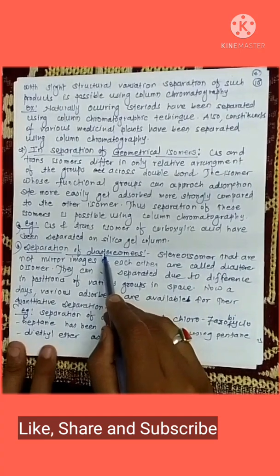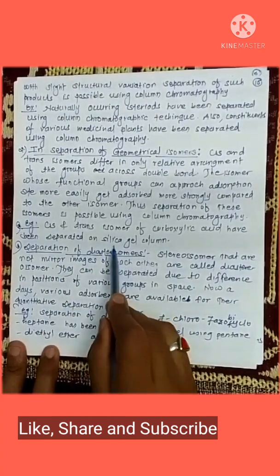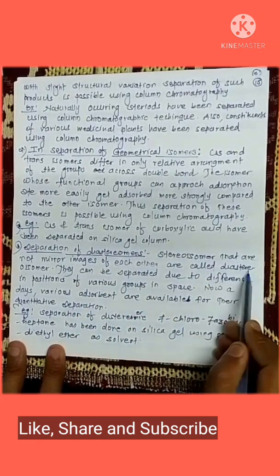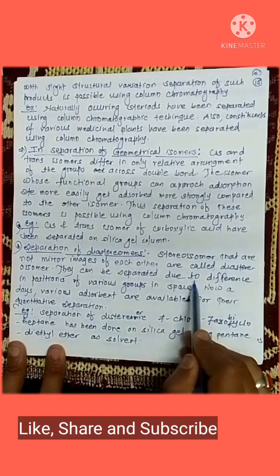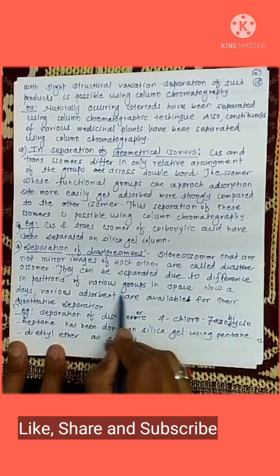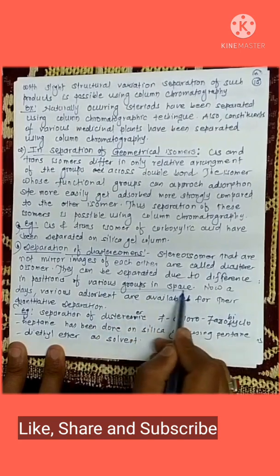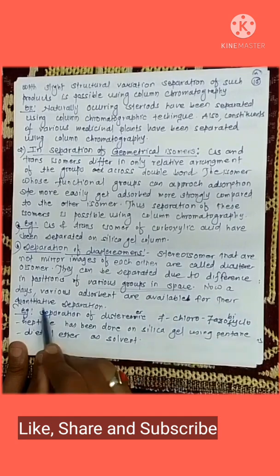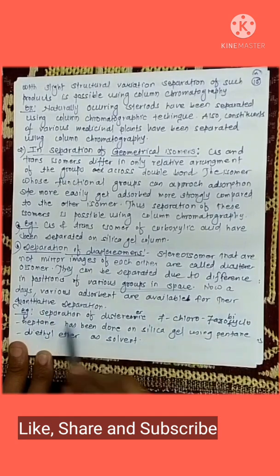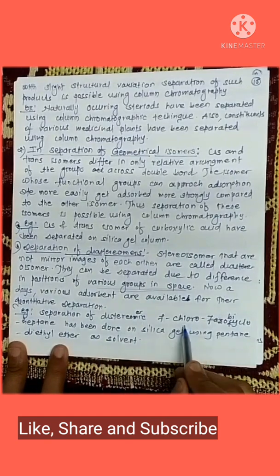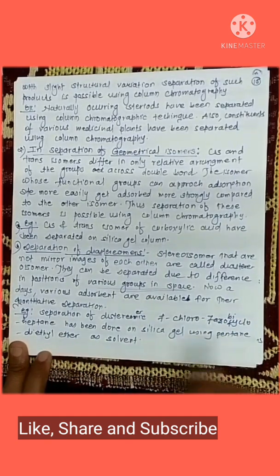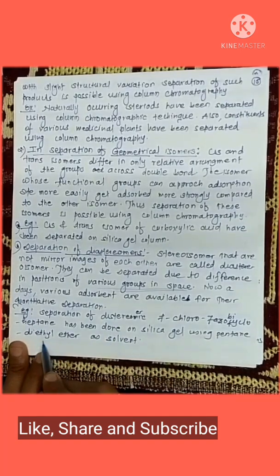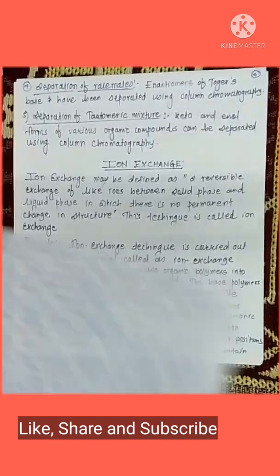The next application of column chromatography is in the separation of diastereoisomers. Stereoisomers that are not mirror images of each other are called diastereoisomers. They can be separated due to differences in the position of various groups in space. Today various adsorbents are available for their quantitative separation. Separation of the diastereomer 7-chloro-7-azobicycloheptane has been done on silica gel using pentane and diethyl ether as solvent.